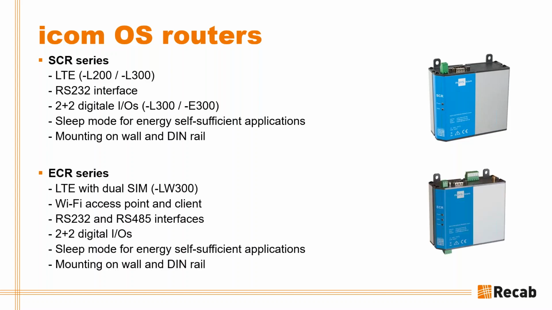And a step up from the SCR is the ECR series. Here you get LTE with dual SIM, so you can have two different operators for applications that you really need to be up and running 24/7. You get the Wi-Fi access point and client, and you also have an RS-232 and an RS-485 interface on this device, and a couple of digital IOs and the sleep mode like in the SCR.